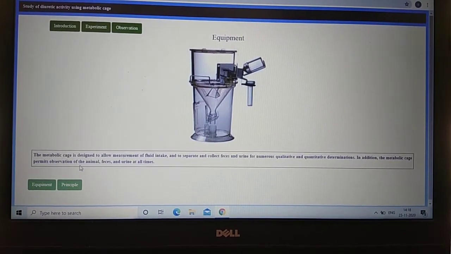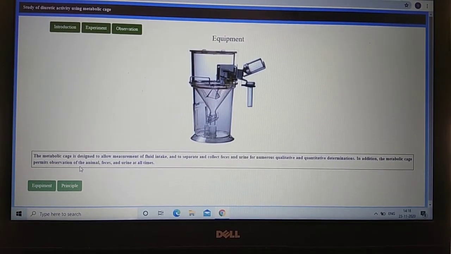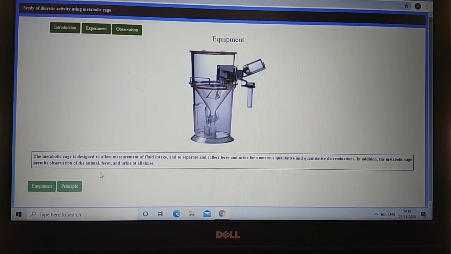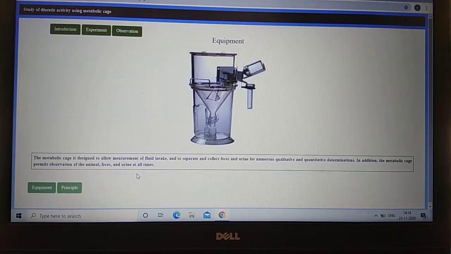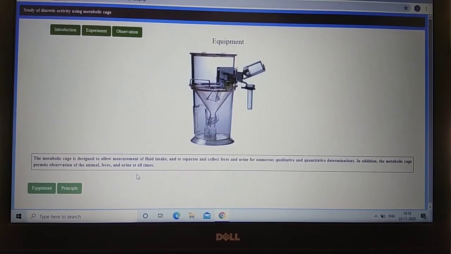As you can see, the metabolic cage is designed to allow measurement of fluid intake and to separate and collect feces and urine for numerous qualitative and quantitative determinations. In addition, the metabolic cage permits observation of the animal, feces and urine at all times.